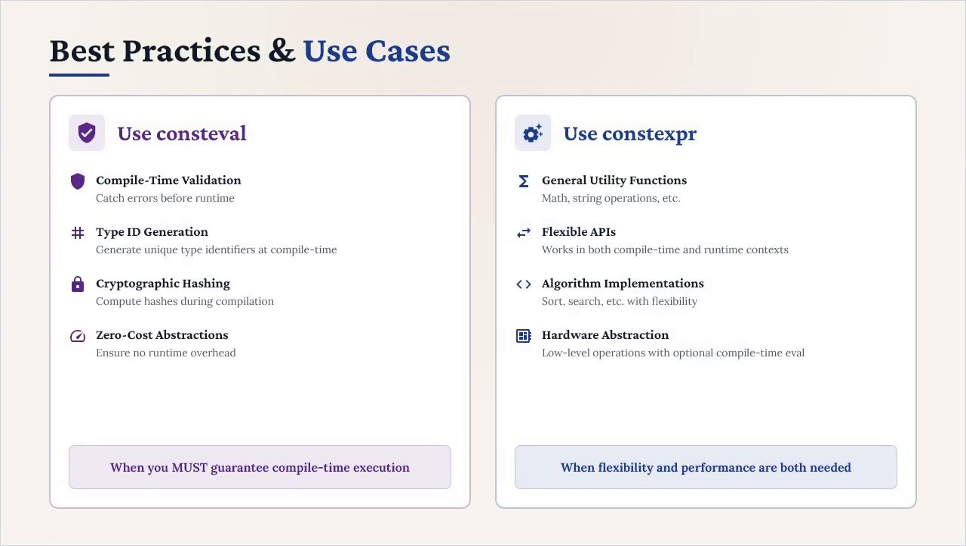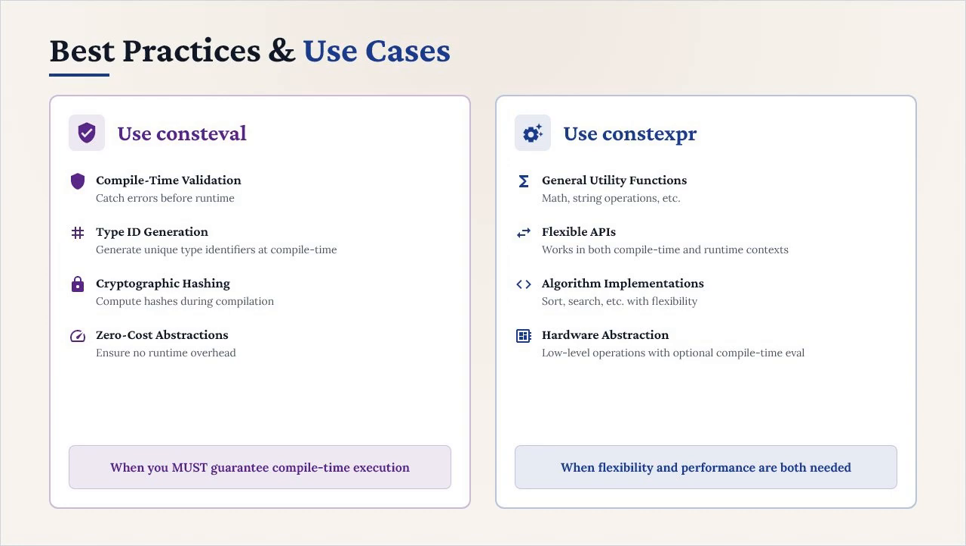Understanding when to use consteval versus constexpr is essential for writing effective modern C++ code. Use consteval when you must guarantee compile time execution, such as for compile time validation of critical parameters, type ID generation where consistency across translation units is important, cryptographic hashing where pre-computing values can improve performance, or ensuring zero-cost abstractions where any runtime overhead would be unacceptable.